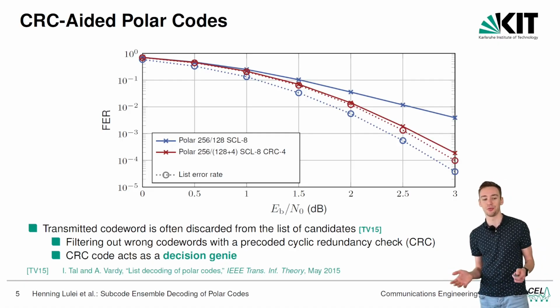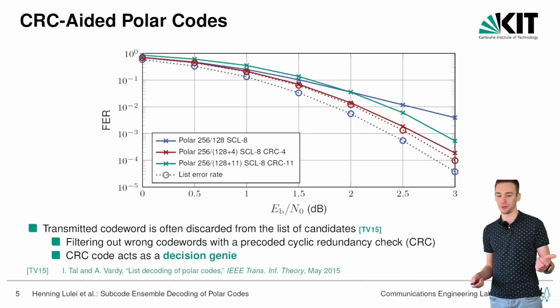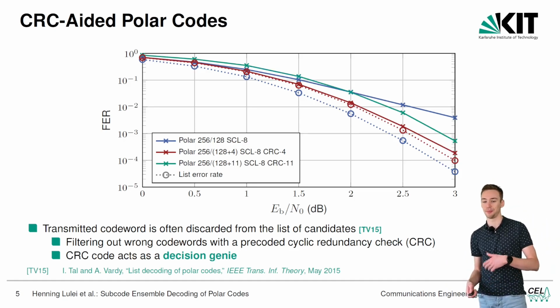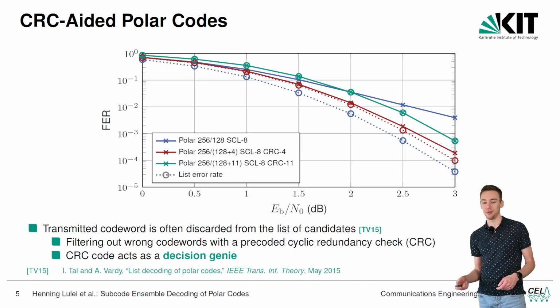Thus, it's important to find the sweet spot between increasing the CRC length to get better performance, but not increasing it too much, such that the rate suffers. So if we increase it further to 11, we see that the performance gets worse again. So 11 is worse than 4. But we can see that the list error rate is now basically the same as the normal frame error rate, which indicates that if the correct code word is in the list of candidates in the end, we actually select it and decode correctly.